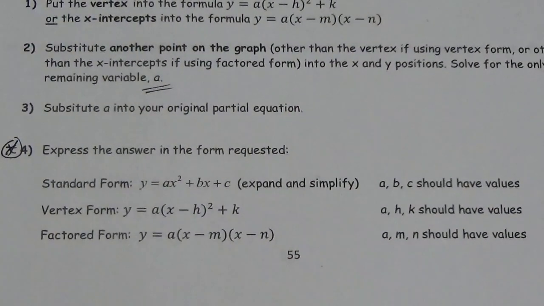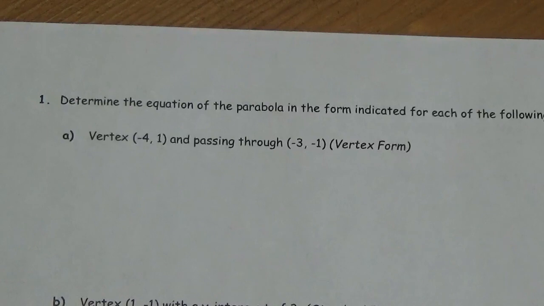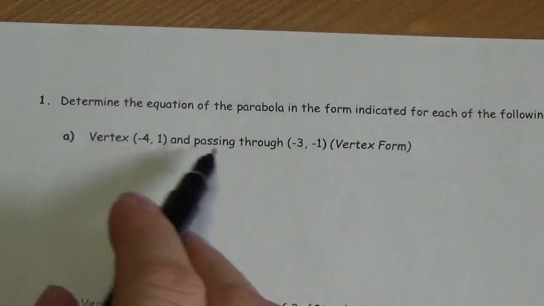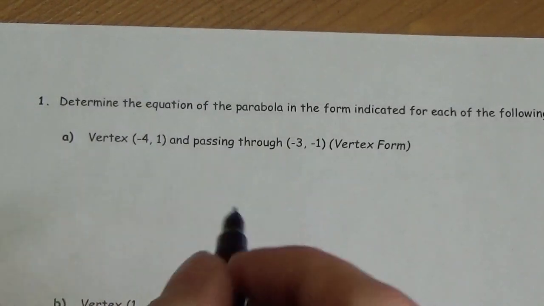Now let's take a look at some examples of finding the equation of a parabola. Okay, so here we go. So now we're going to determine the equation of the parabola in the form indicated. We want to have a vertex of -4, 1 and passing through the point -3, -1 in vertex form.